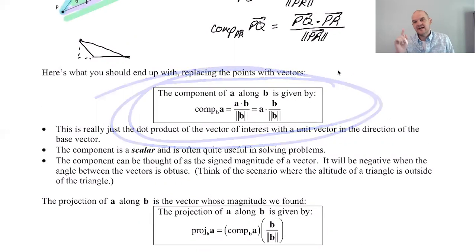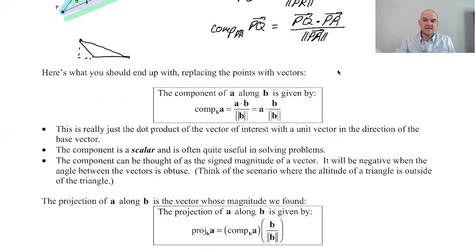Component is A dot B over the magnitude of B, where B is the base. So it's along the base. A dot B over the magnitude of B, or A dot unit vector in the direction of B, in the direction of the base, in the direction you're going, right? So that's your component. Projection, just multiply it by the unit vector again to get the vector.